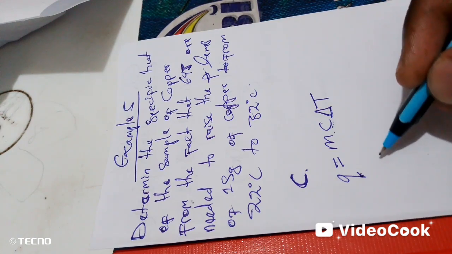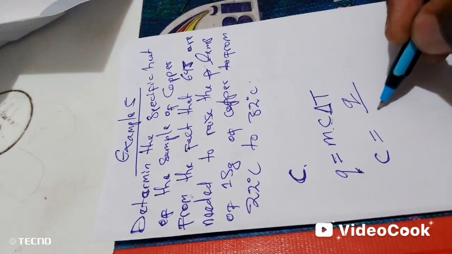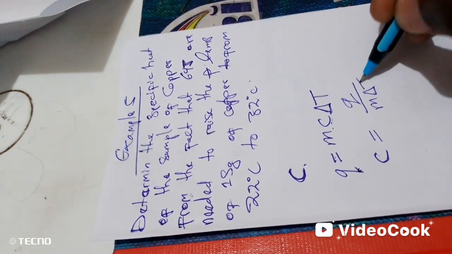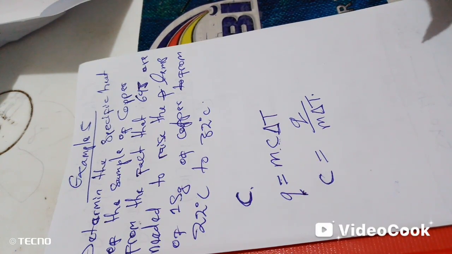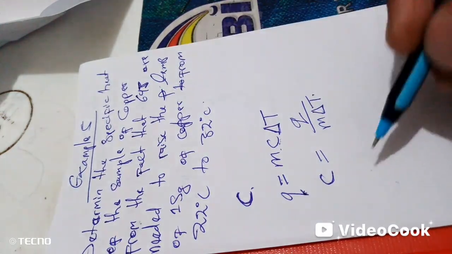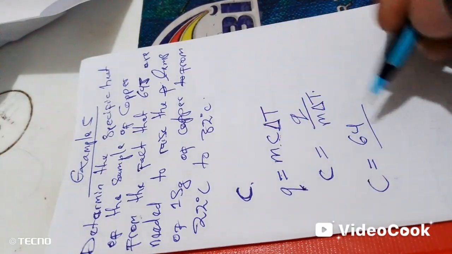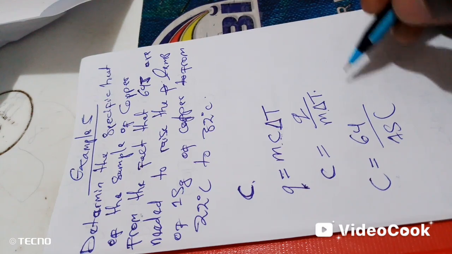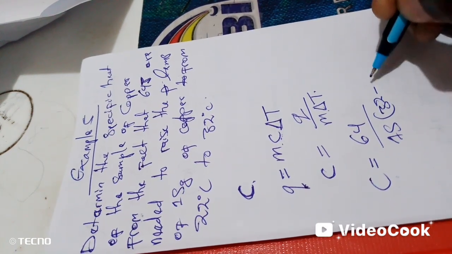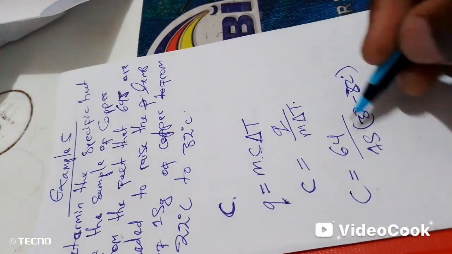If I make C the subject of the formula, that means C will be alone here, and it will be Q over M delta T. Everything is already there. I've not seen anything to convert to any other thing. So C is equal to 64 joules over our mass, which is 15, and then the temperature is temperature 2 minus temperature 1. So 32 minus 22. I'm sure that is 10 there.